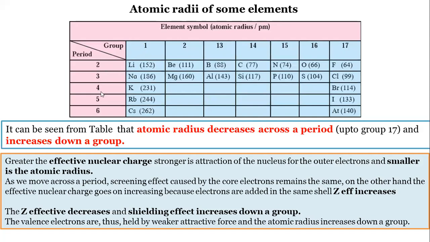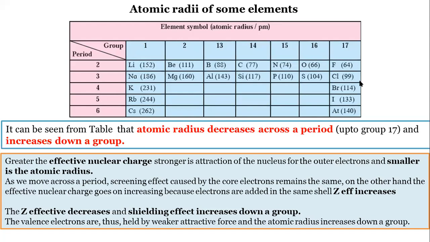These 2, 3, 4, 5, 6 indicate the period. Also it indicates the principal quantum number, and it increases the main shell. That is, the second period means the electron enters the second shell, the third period means the electron enters the third shell, like this. So from top to bottom atomic size increases, and left to right atomic size decreases across the period because the electron is added in the same shell.